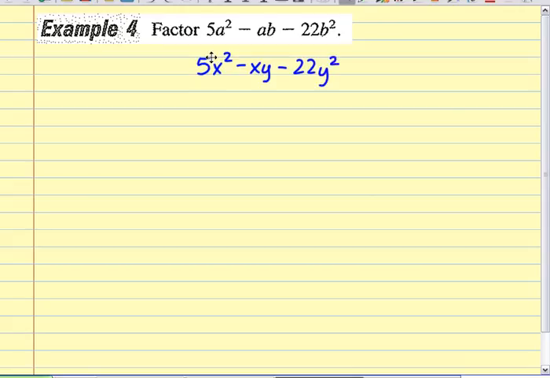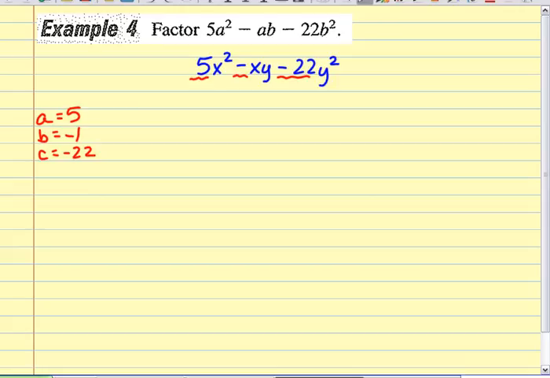Because I don't want us to get confused when we come over here and say A, B, and C, because these are the coefficients in front of the terms, okay? Remember, A is whatever comes in front of the x squared, or the earlier alphabetical quadratic. So we're going to get 5. B is the number in front of xy, so that's going to be -1. And then C is going to be -22.